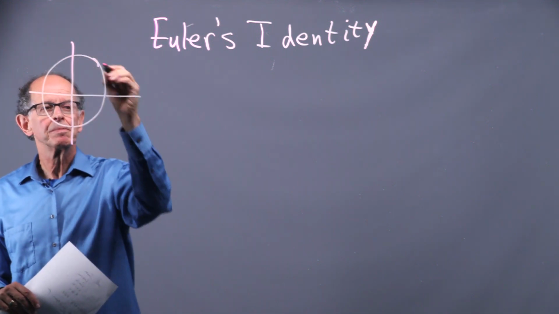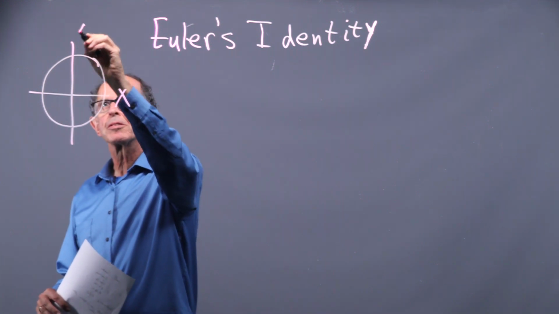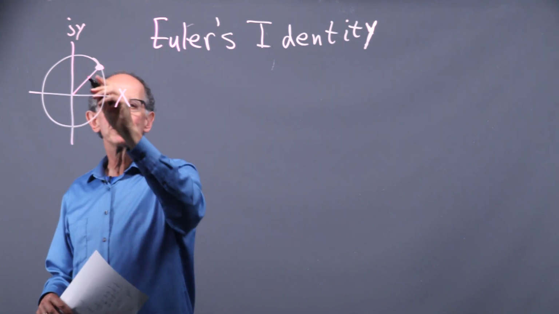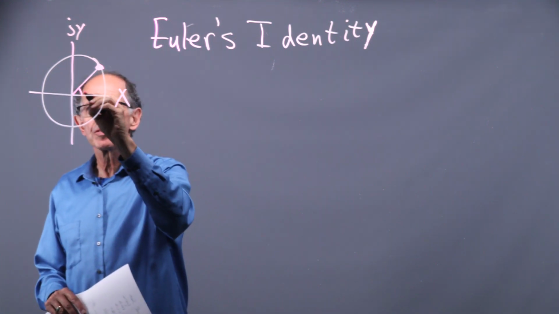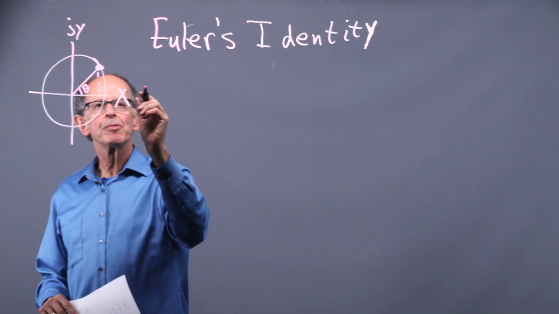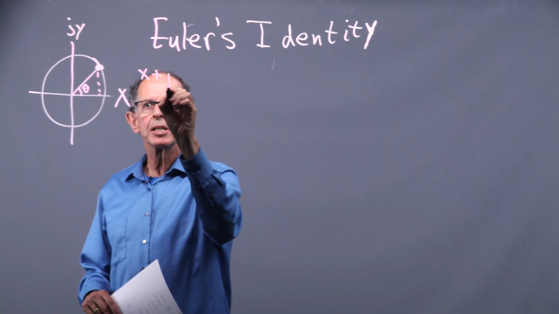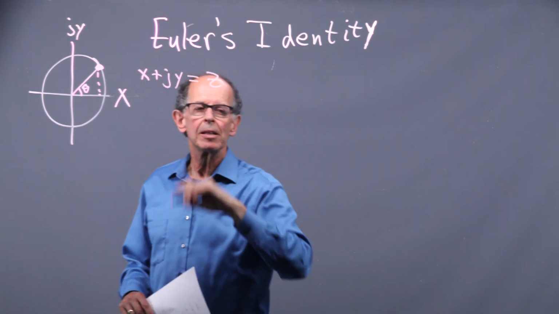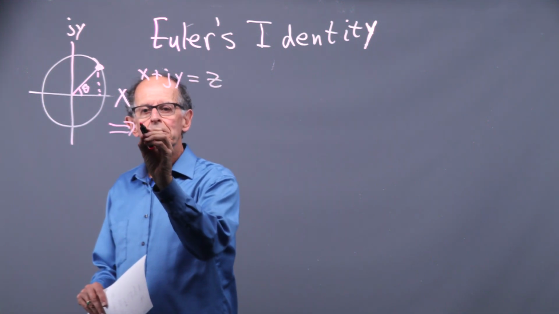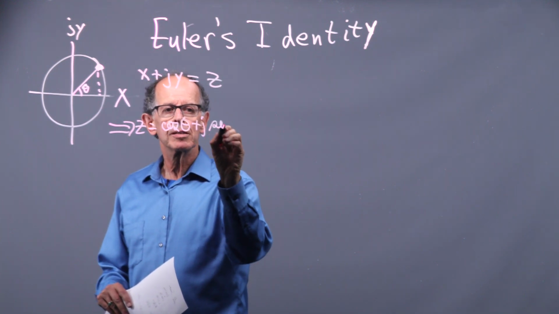Let's draw a circle. Now, it's not a perfect circle. It'll have to do. So there's the x-axis. There's the y-axis. This is a unit circle, so the radius is 1. And here's theta. So we can write this point in complex number form very straightforwardly: x plus jy is equal to z. That's a point on the circle. Well, in terms of trig, we can say z equals cosine theta plus j sine theta.